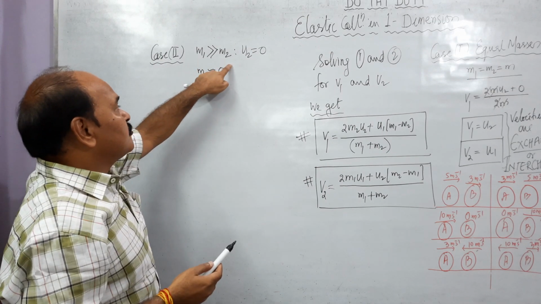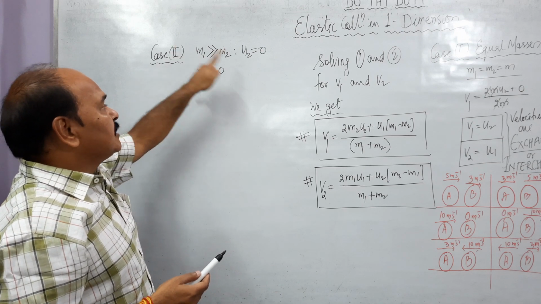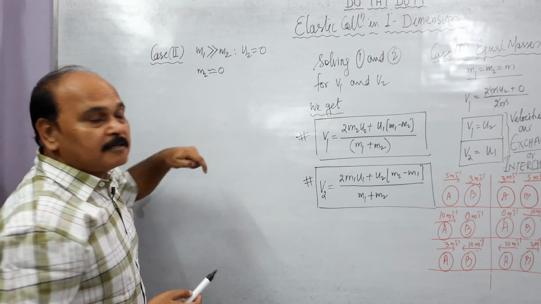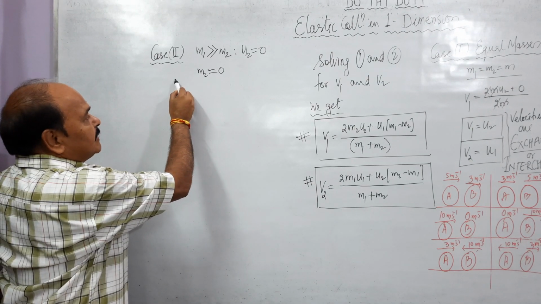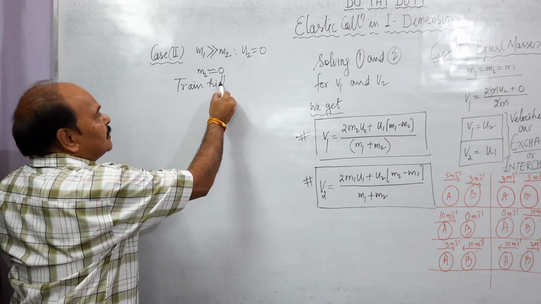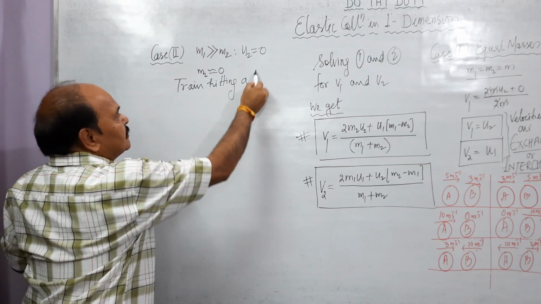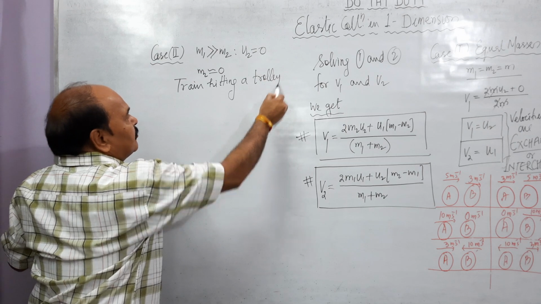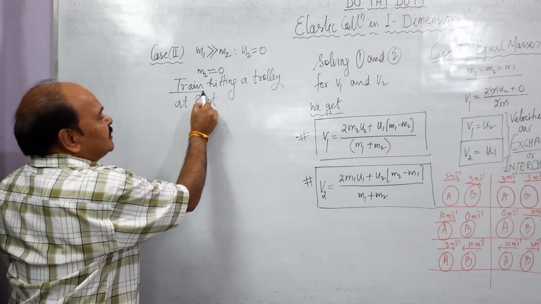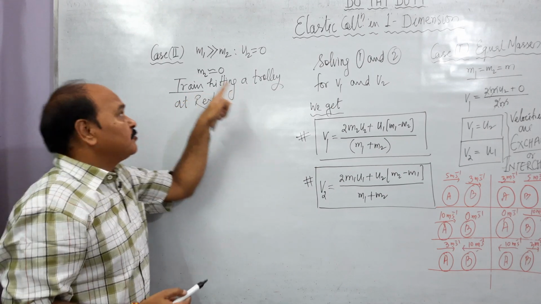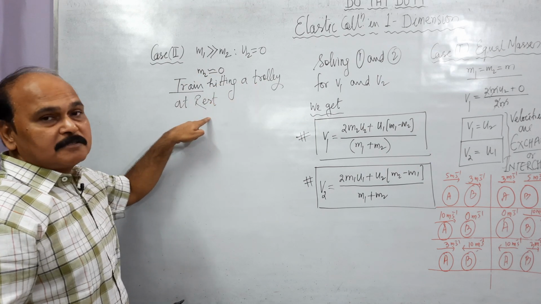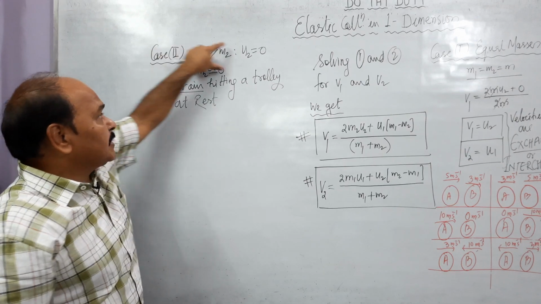m1 is much greater than m2, which means a very heavy mass is colliding with a very light mass, and this lighter mass is at rest. The practical situation is like a train hitting a trolley at rest. The train is very heavy, much greater than the mass of the trolley, m2, and this trolley is at rest. So this is the practical situation which is mathematically written here.